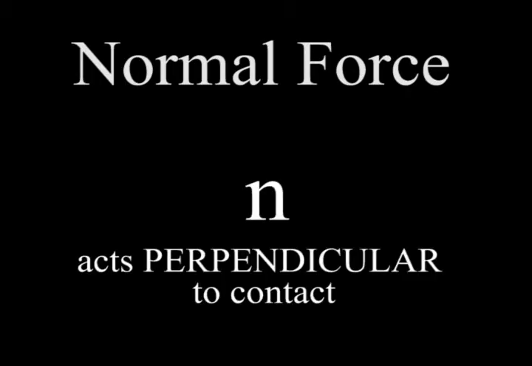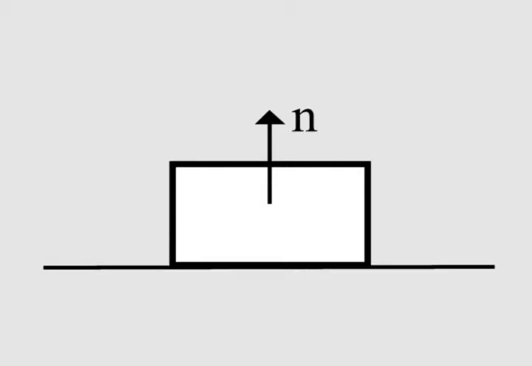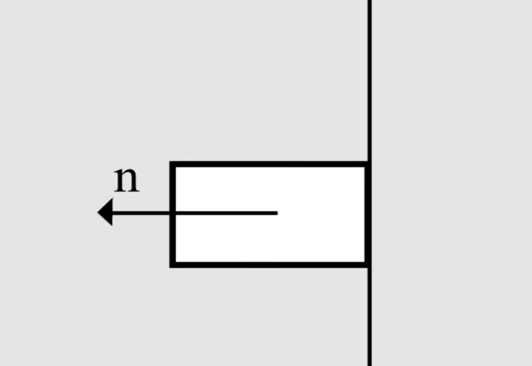The next force is normal force. Normal force, represented by N, is a force that acts perpendicular to the contact between any two surfaces. In this example, with the box sitting on the ground, the normal force is acting perpendicular, straight up, from the box and the ground. In the second example, with the box resting on the wall, the normal force acts towards the left, once again perpendicular from the contact.